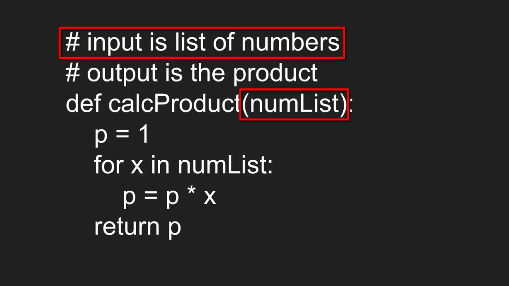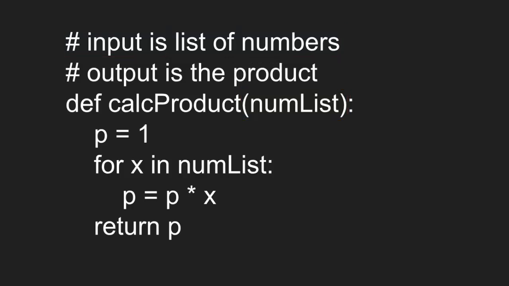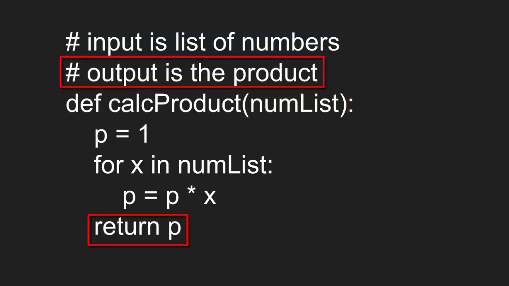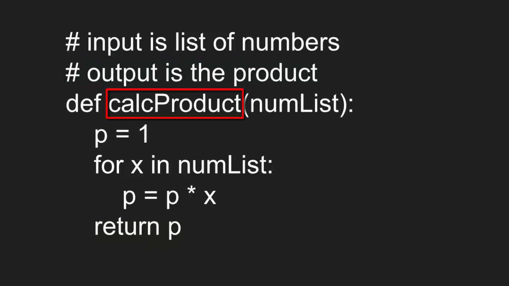First of all, the input is a list of numbers. This is a comment, and notice the input in the parameters is called num list, and the output is the product. So here we have a function defined as calc product, and the input is a list of numbers. Now, we do some more code, and notice all the code is indented. P equals 1, or it's assigned the value of 1, and then we iterate through the num list, and then we calculate P. P is assigned the value of P times X, and then return P, and P is going to be the product of all of the numbers in the num list.